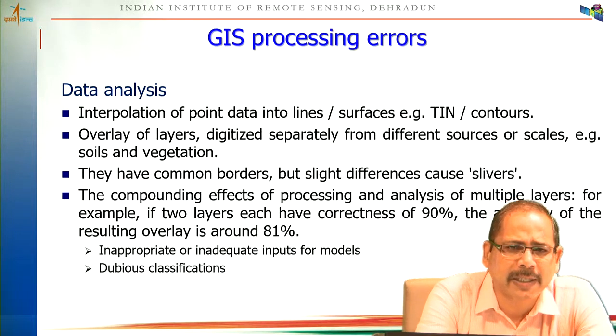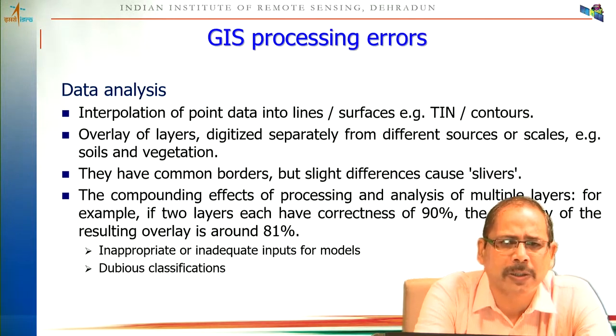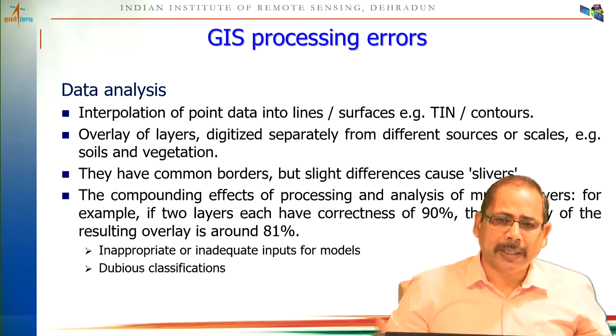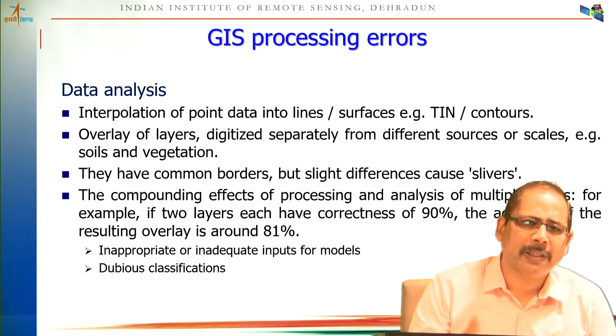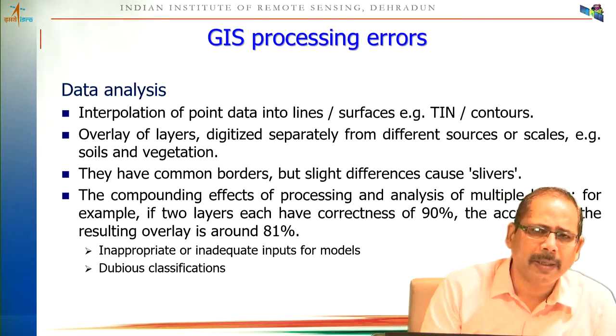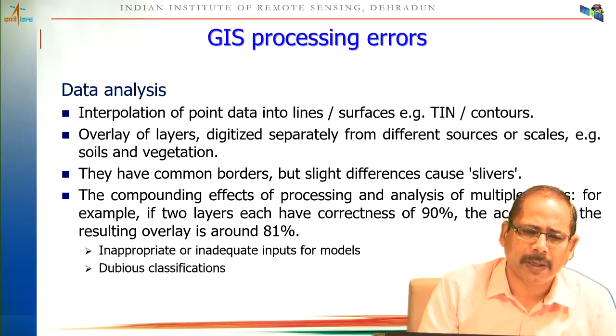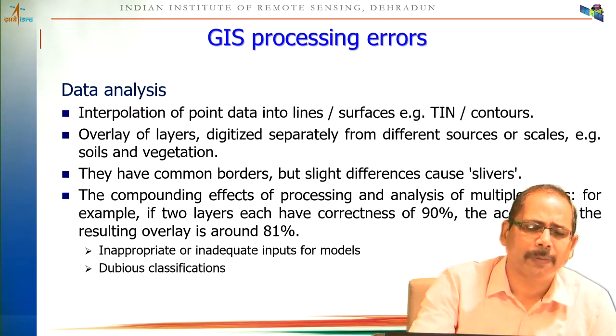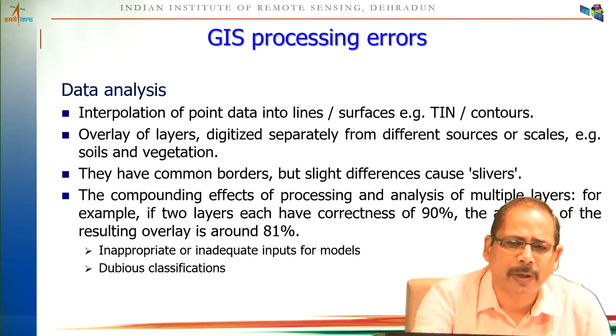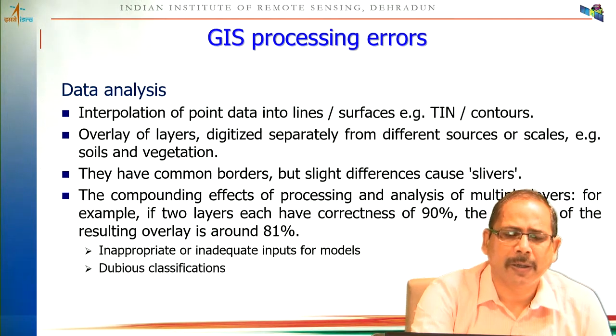Overlay of layers digitized separately from different sources or scales, for example soil and vegetation. So here, suppose you are taking the input from different sources in your project. For example, you have taken the road network or infrastructure layer or base layer from the Survey of India, right? Land cover from ISRO, and then you have taken the forest map from the Forest Survey of India, and then you combine them together and make your project.